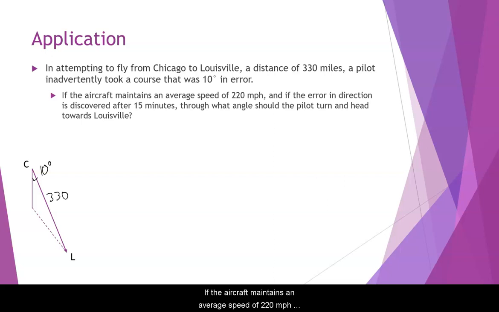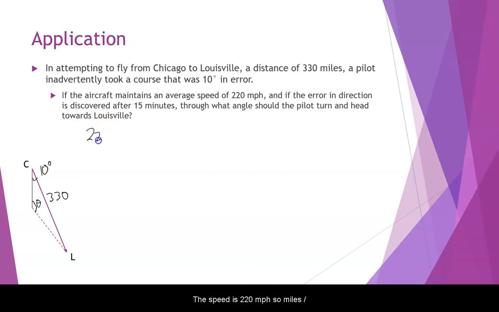If the aircraft maintains an average speed of 220 miles per hour, and if the error in direction is discovered after 15 minutes, through which angle should the pilot turn and head toward Louisville? What we want to find is this angle right here. And I can tell, even if this drawing is not perfectly to scale, that that's going to be a big angle. We're given some information about this side length right here. So let's find out what that mileage actually is.